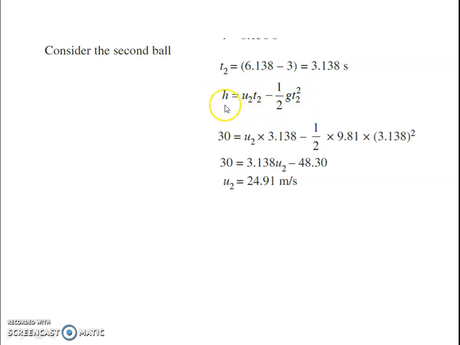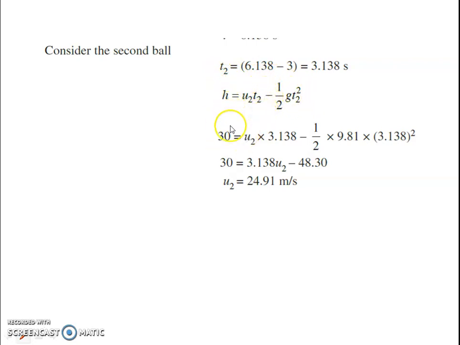So I will use this formula to find the initial velocity at which ball 2 is moving. So h is equal to ut minus half gt square. H is given, the height, that is 30, and u2 is unknown. Now we have the equation h, that is height, is equal to ut plus half gt square. This is motion against gravity because the balls are thrown upwards, so I will have a minus sign.